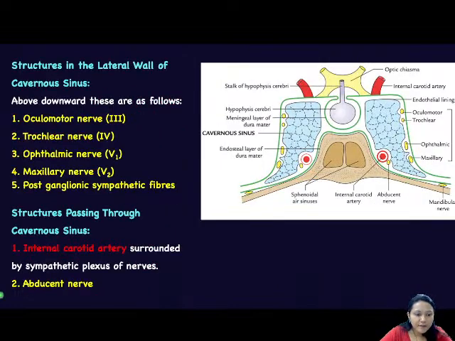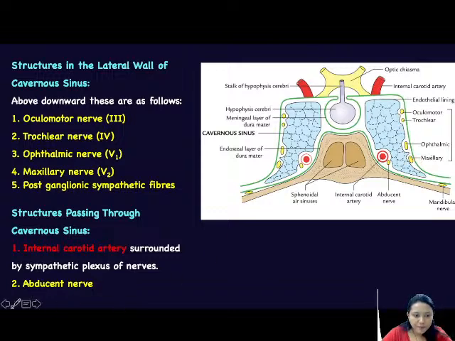Now let us study the structures in the lateral wall of the cavernous sinus. So what structures are in the lateral wall? So you know that this is the cavernous sinus, and this part is the lateral wall. Okay, this is the lateral wall, this is the medial aspect. So in the lateral wall, what are the structures present?